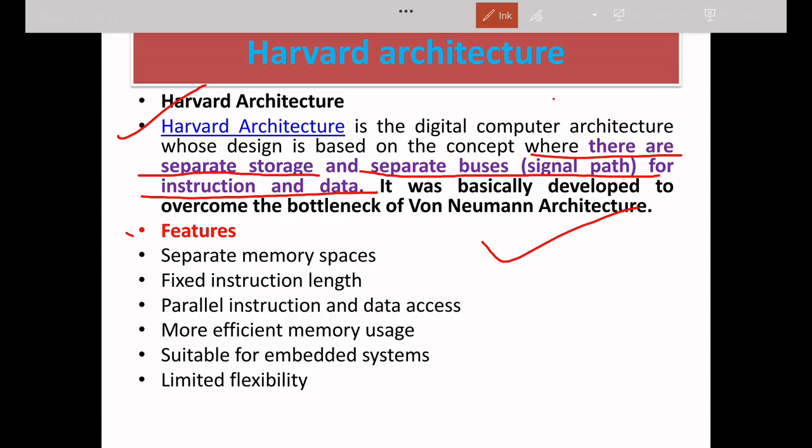What are the features? It was basically developed to overcome the bottleneck. Now what are the features? Separate memory spaces, fixed instruction length, parallel instruction and data access, more efficient memory usage, suitable for embedded systems, and limited flexibility.